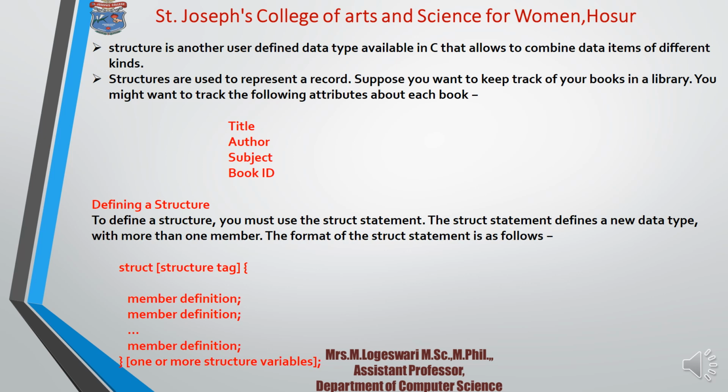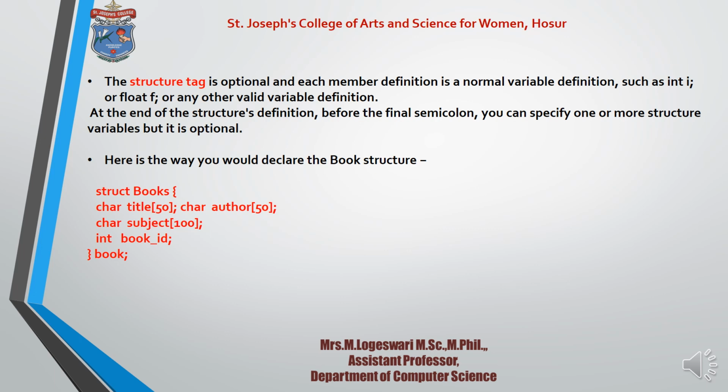The struct statement defines a new data type with more than one member. The structure tag is optional. Each member definition is a normal variable definition, such as int i or float f. That is an example of a normal definition. Here we can also use a structure. At the end of the structure's definition, before the final semicolon, you can specify one or more structure variables, but it is also optional.